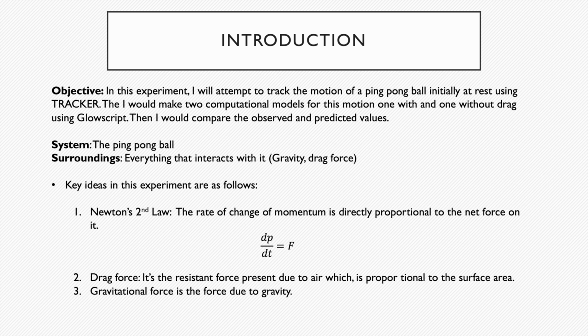So the objective, as mentioned before: in this experiment, I'll attempt to track the motion of a falling ping pong ball initially at rest using Tracker. Then I would make two computational models for this motion, one with and without drag force using GlowScript, and I would finally compare the observed and predicted values. So the system in this case is the ping pong ball, and the surroundings is everything else that interacts with it, for example, gravity and drag force.